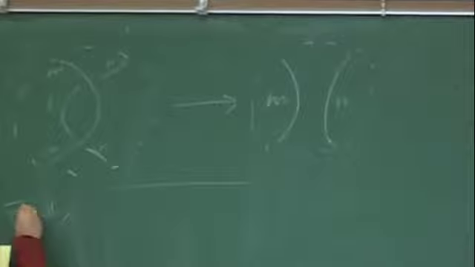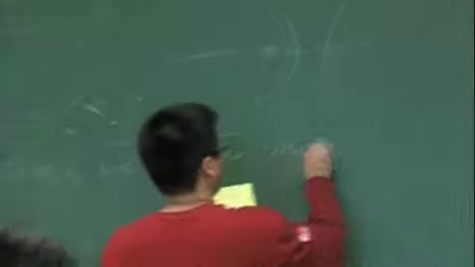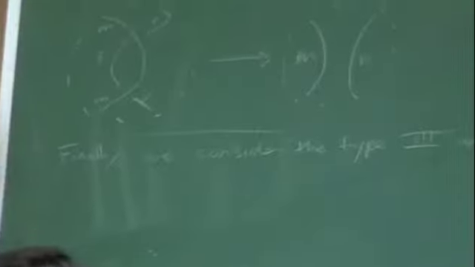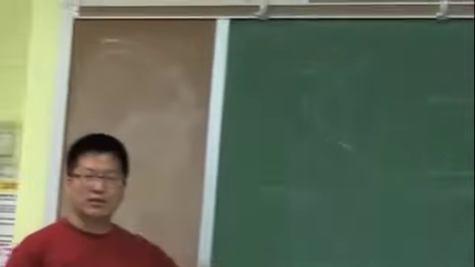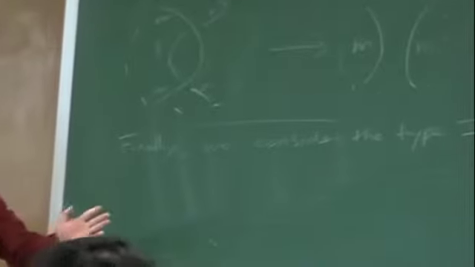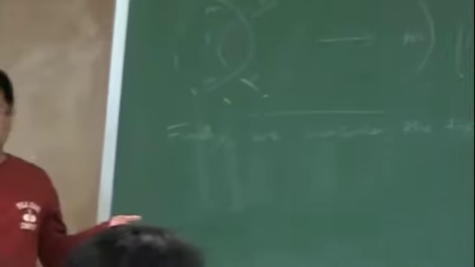Finally, we consider the type 3 move. And actually, we only need to consider going one direction, because with the other moves we did something like increase or decrease the number of crossings. With type 3 move, it's just like the sliding move, and depending on how you look at it, going backwards is just another sliding move. They're sort of the same.